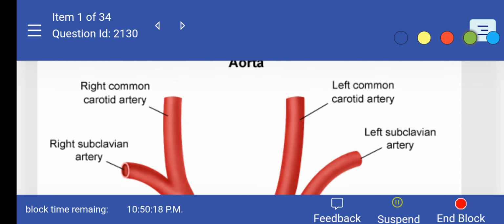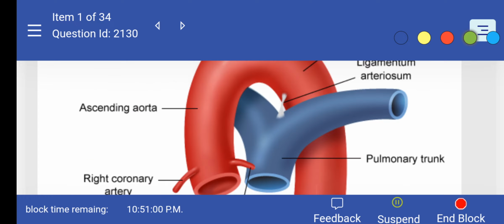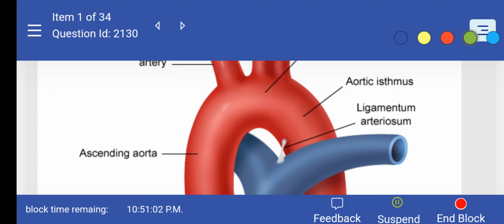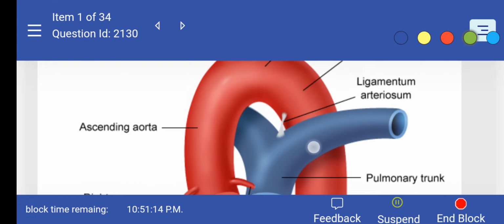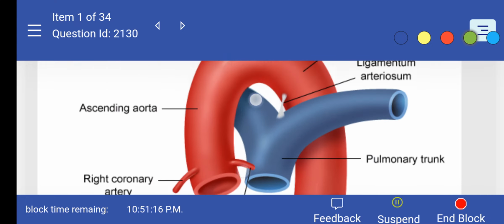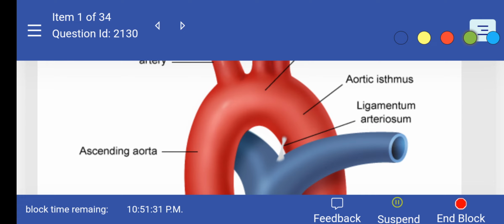So we have the right subclavian artery, and with that the right common carotid artery. Now further, if we come down, we have the descending aorta, and at the start, like this one, we have the ligamentum arteriosum, right? If we go down, then we have the descending aorta. One important thing: this ligamentum arteriosum is the derivative of the ductus arteriosus. We will talk about that.